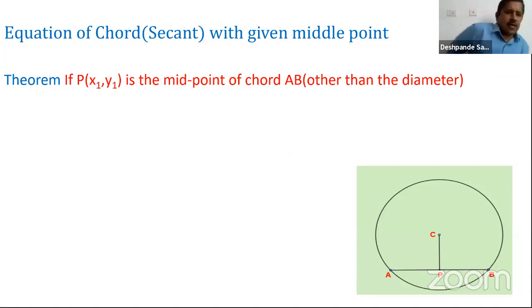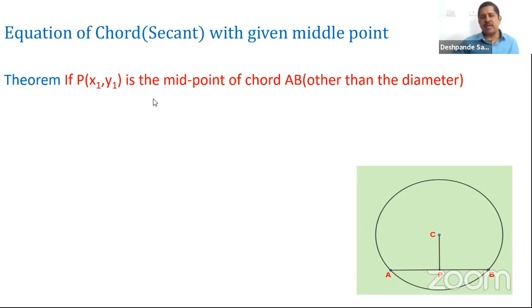So let us take another important concept which can be asked for 4 marks in a problem here: equation of chord or secant with given middle point. So here you got a circle. You got AB as a chord, right? What is given on this AB is the middle point. So P is the middle point. So you are going to find the equation of AB if the middle point is given to us, right? Of course, the circle equation is given to us.